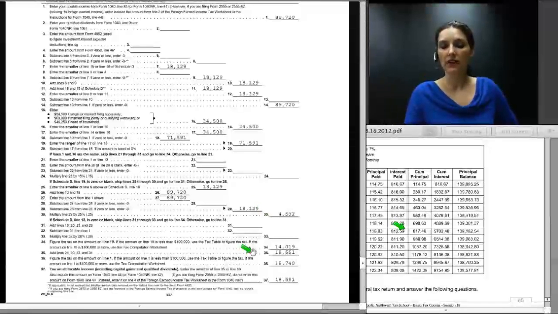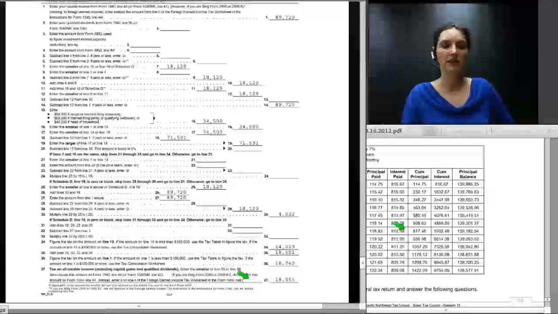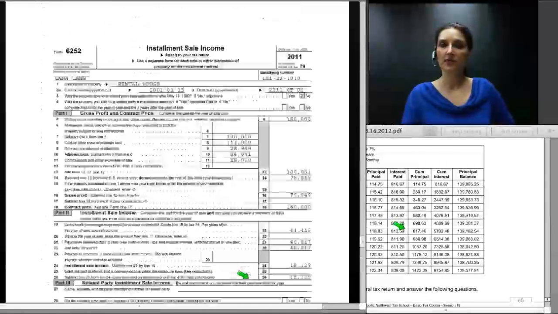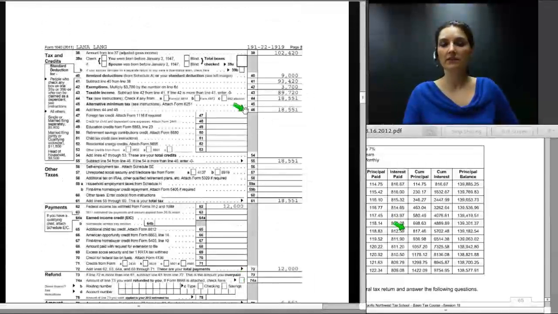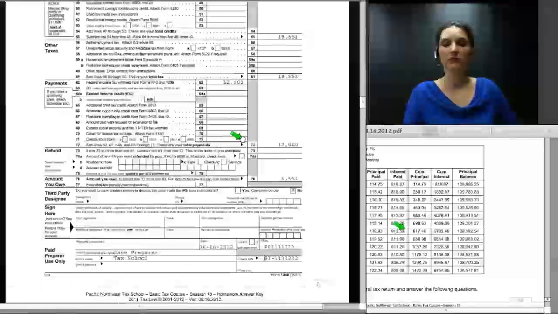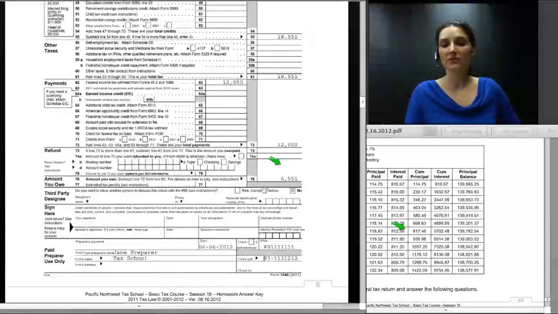We can take the lesser of line 35 or line 36. 35 is the lesser number, so on line 37 we enter $18,551 and carry that to the Form 1040 and enter it on line 44. And there you see $18,551 entered on line 44. Lana has no credits to claim. She simply moves down to line 62, enters her withholding. Her withholding is short, so of course she owes, and she owes $6,551 for the year.